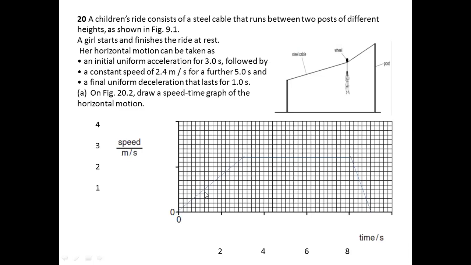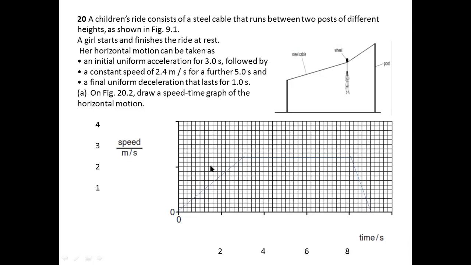So we have to show this straight line till which speed? 2.4 meter per second. And then we have to show this same constant speed, which is 2.4, and it will be shown by a horizontal line from time interval 3 seconds to a further 5 seconds. So it becomes what? Right? So we have to show it till 8 seconds. 3 plus 5 is 8.